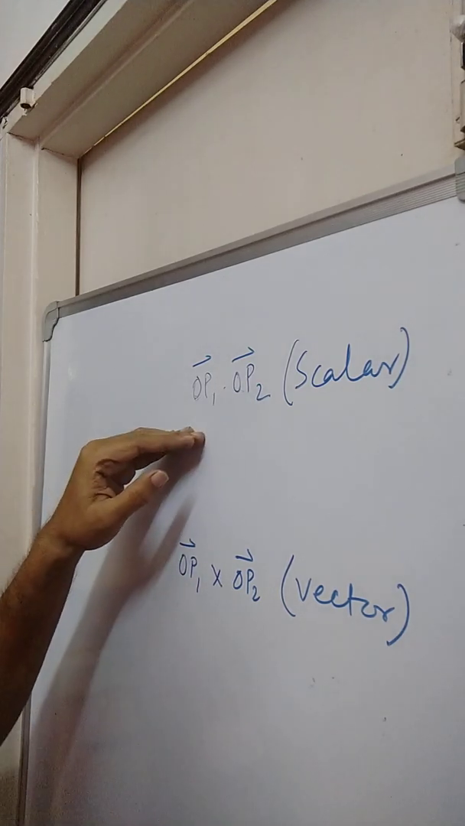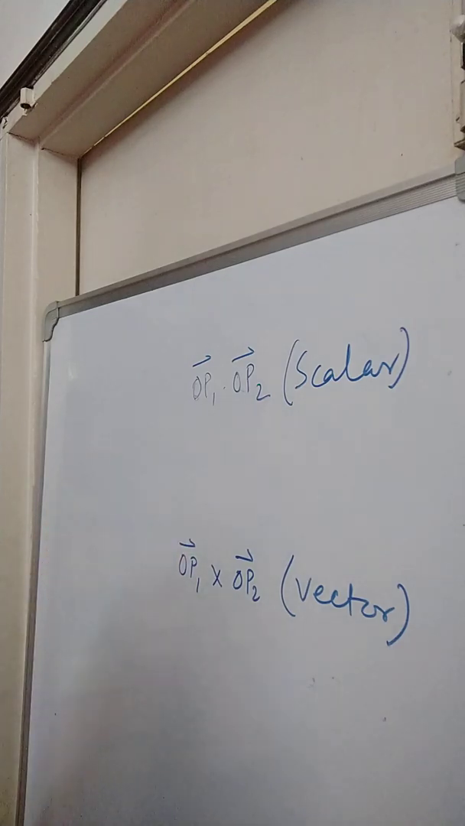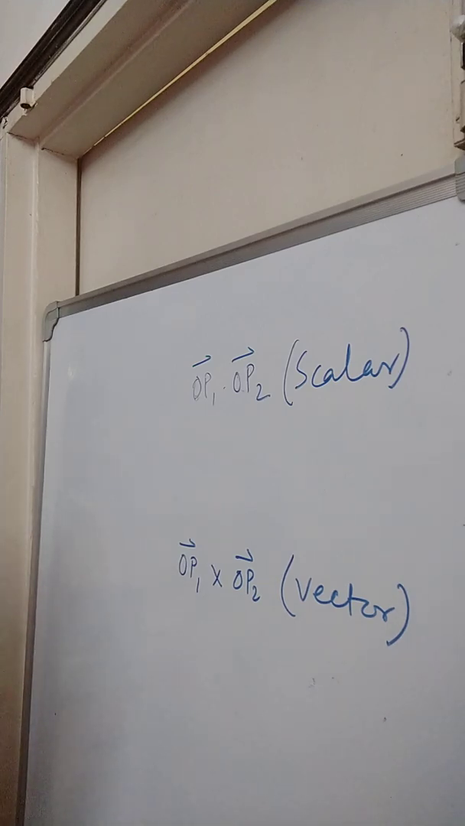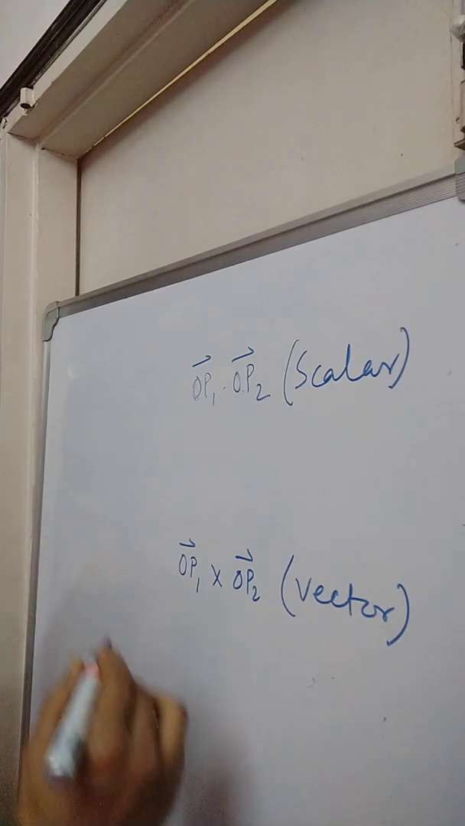When we have scalar multiplication of two vectors, we have a scalar quantity, and when we have vector multiplication of two vectors, we have a vector quantity. This is very vital. The definition is very simple.